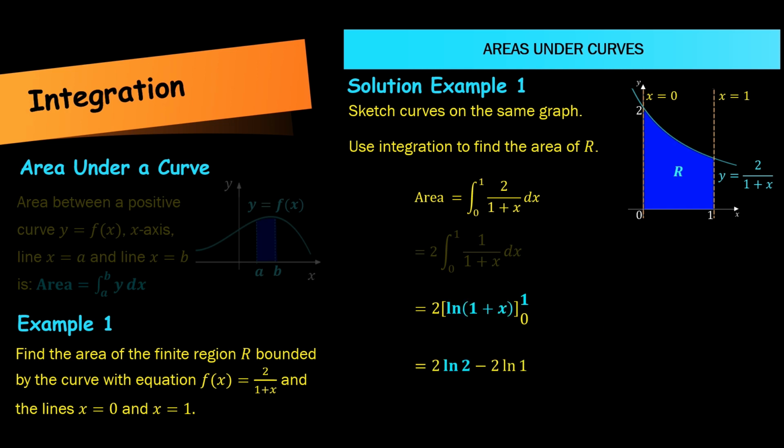And this equals 2 ln 2 minus 2 ln 1. And of course ln 1 is equal to 0. So our area is equal to 2 ln 2.